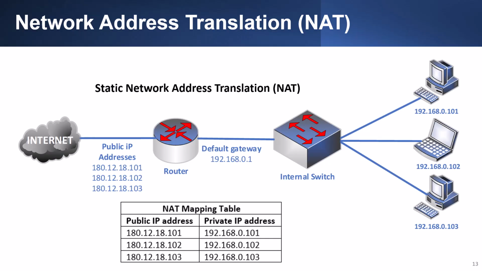Here, we have a static network address translation that has a one-to-one mapping to or from a public IP address to a private address. When 192.168.0.101 communicates to the internet, the router will convert the outbound address from 192.168.0.101 to 180.12.18.101. When the internet system communicates back to the client, the router will convert the destination address of 180.12.18.101 to 192.168.0.101.